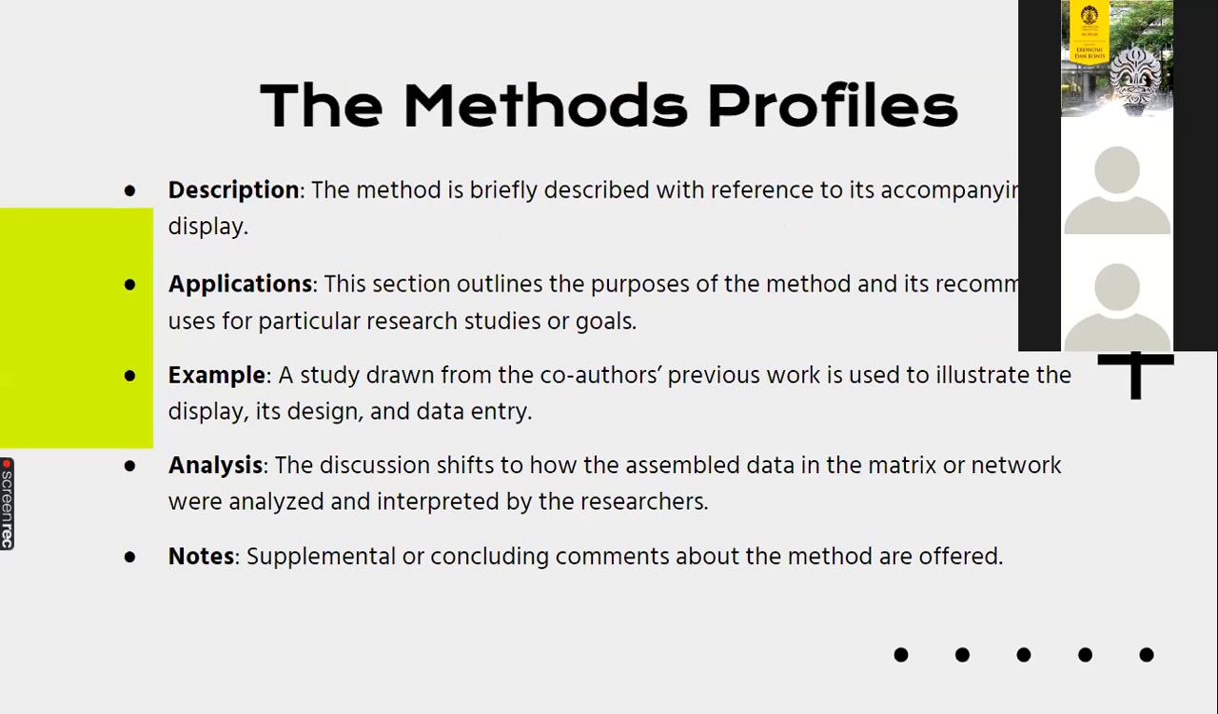And then lastly, this is for the methods profile. There are five: description, application, example, analysis, and notes. In the description, the method is briefly described with reference to its accompanying display. And the application section outlines the purpose of the method and its recommended uses for the particular research study or goals.